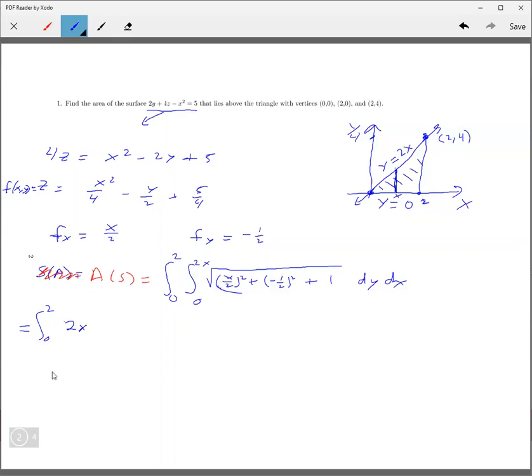Yeah, if there's no y's there at all, because that's what's going to happen anyways. If you take an antiderivative, it's going to be y, right? And then you evaluate from 0 to 2x. So 2x minus 0, which is just 2x. And then this part right here, that's x squared over 4.